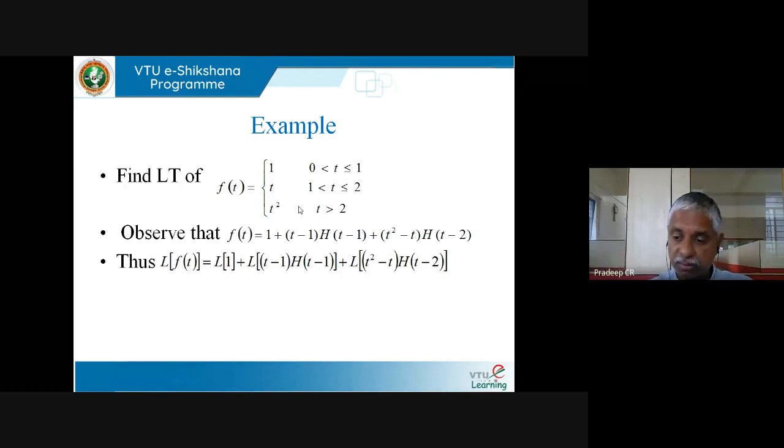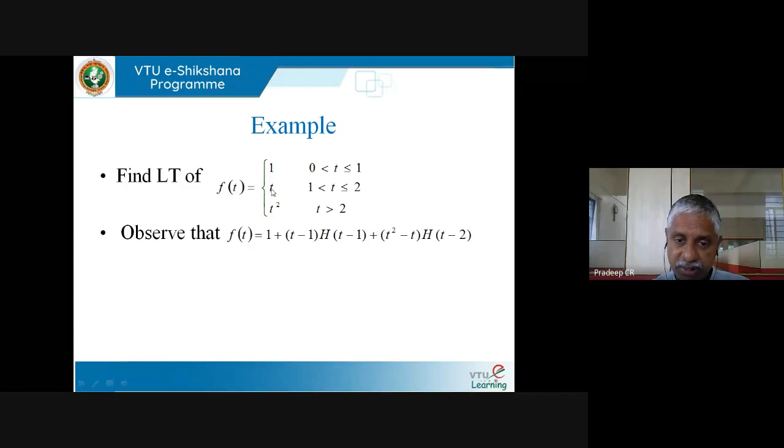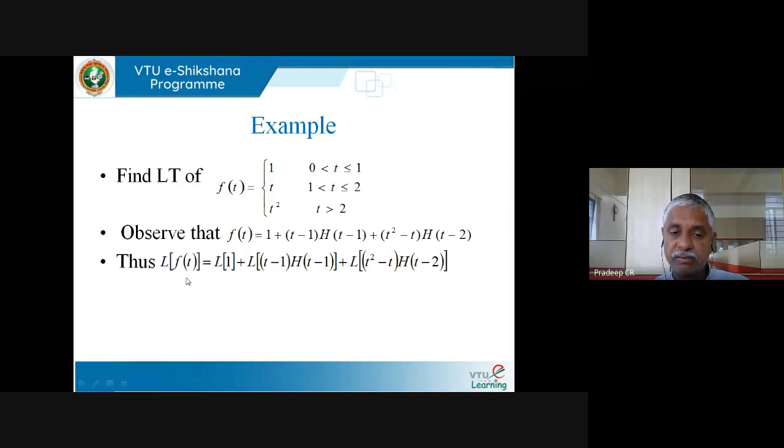So you understand this function in three pieces, I can write it in one form. That is the advantage of the Laplace Heaviside function. So now if I want to find Laplace of this, write the expression, use linearity: Laplace of 1 plus Laplace of this plus Laplace of this. Laplace of this is very easy to find. We already know Laplace of 1 is 1 by s.